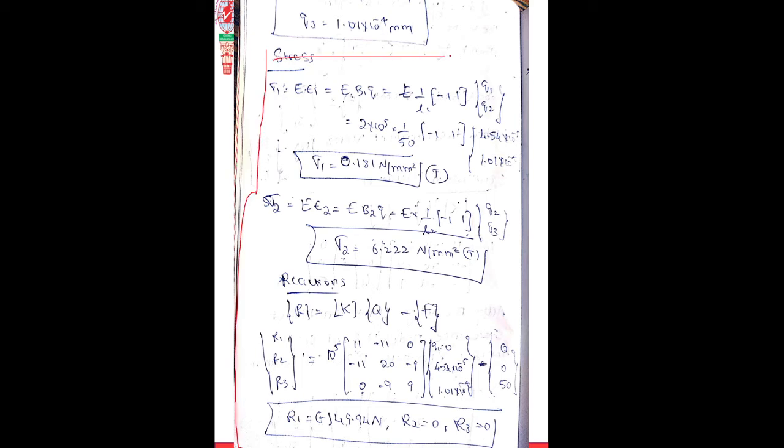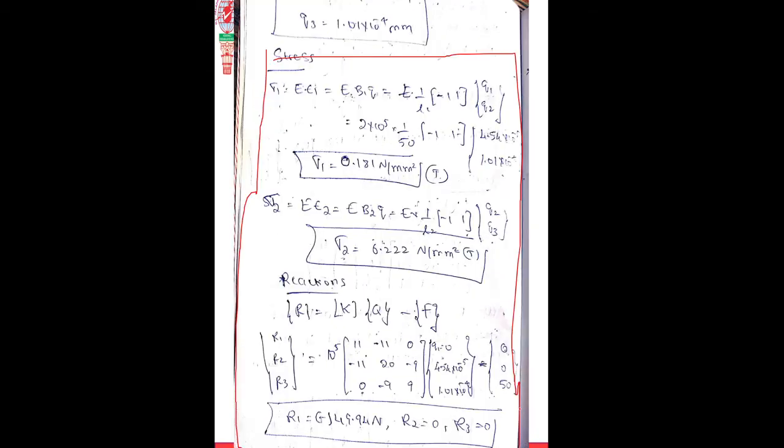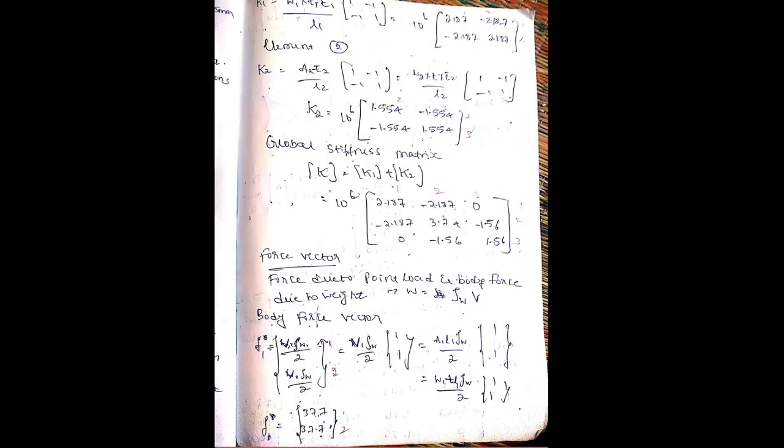Remaining things you can calculate yourself. Let me know the answer tomorrow: sigma 1, sigma 2, R1, R2, R3. Where will the reaction be produced here? At which node? Node 1. R1. R2, R3 become 0. So R1 should be 50 Newton, not kilonewton, because 50 Newton is the applied force. Correct? Let me know the answer tomorrow. Got it? Yes, sir. Okay.